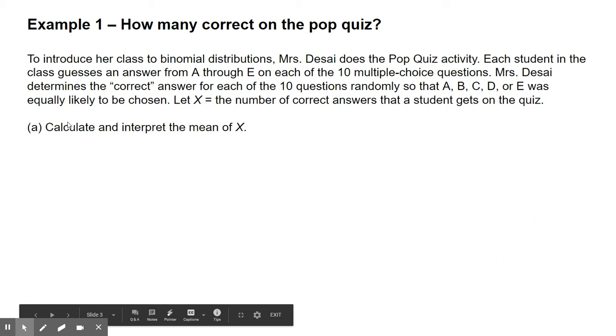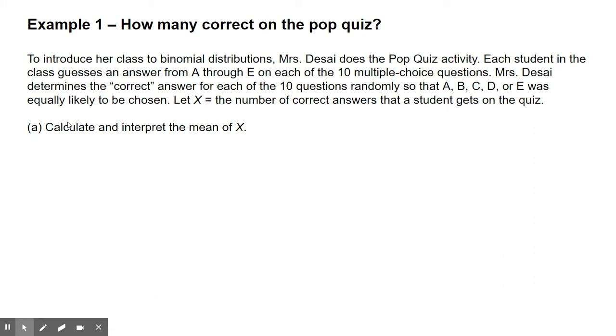Okay. All right, so let's take a look here at an example. Example 1, how many correct on the pop quiz? Now, sadly, because we're not in class, we could not do this activity, but this is a neat activity that we would have done. To introduce your class to binomial distributions, Mrs. Desai does the pop quiz activity. Here's 10 questions, class. Choices A through E. You don't know the questions, you don't know the right answers, just guess. And you're supposed to go through, say, like B, C, C, D, A, and then I give you the fake correct answers, and you see how many you guessed correctly, right?